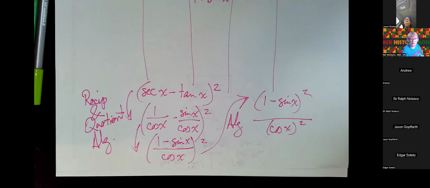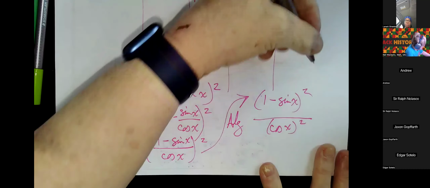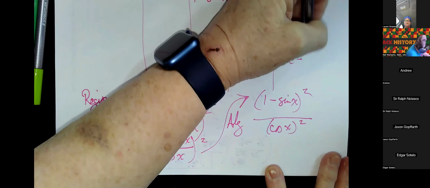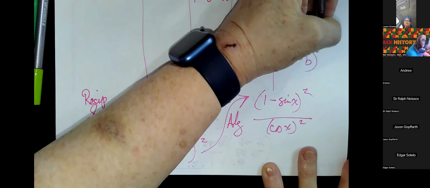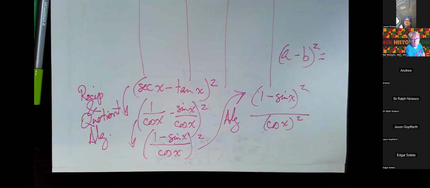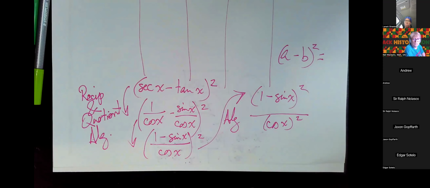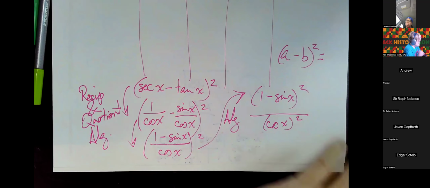Let's do the numerator first. How do you square a binomial? So if we have a minus b all squared, how do we square it? The FOIL method. You can do FOIL, but I want you to remember how to square.